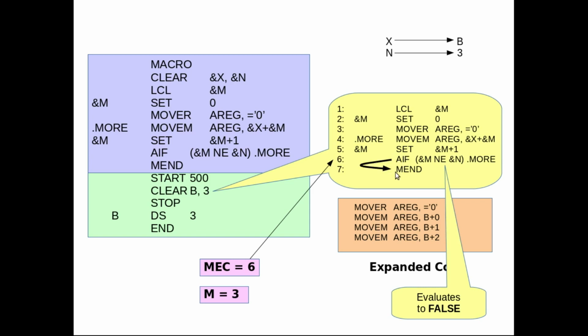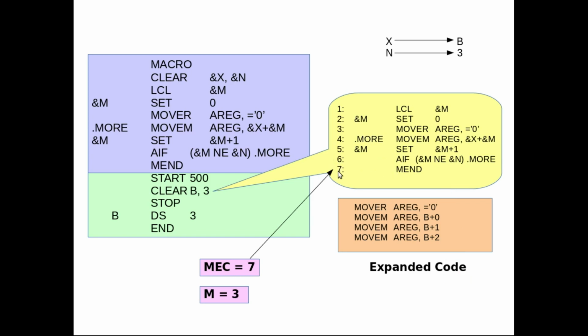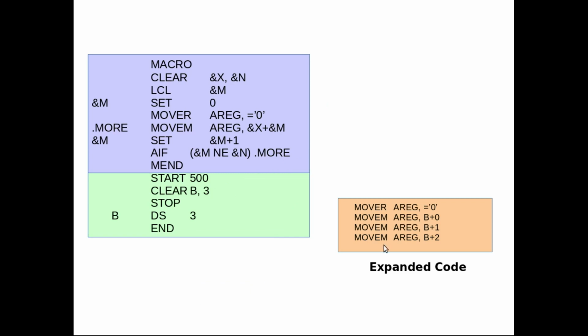We'll go to the next statement, which means MEC will change to 7, and 7 happens to be the macro n statement, and processing the macro n statement will complete the expansion for the macro call. And at the end, this is the code that we have has been generated.